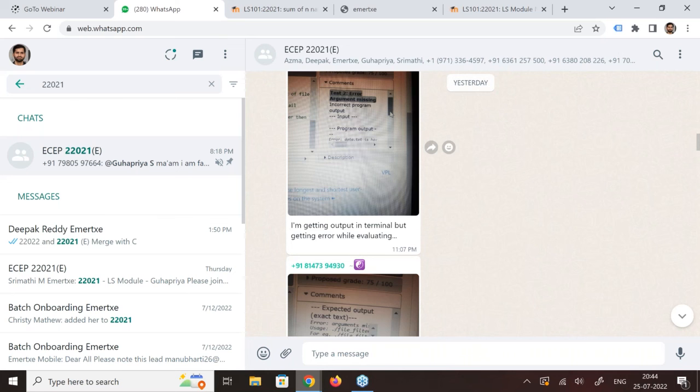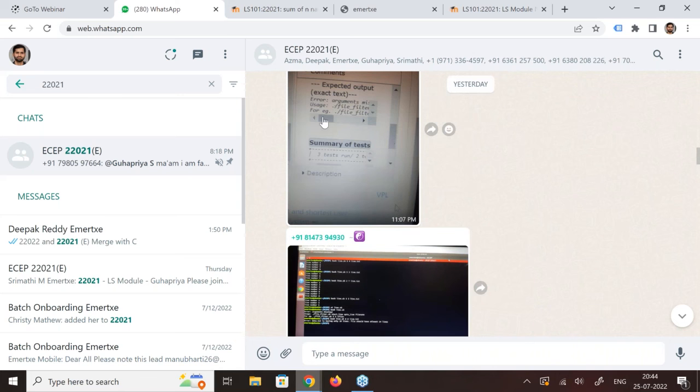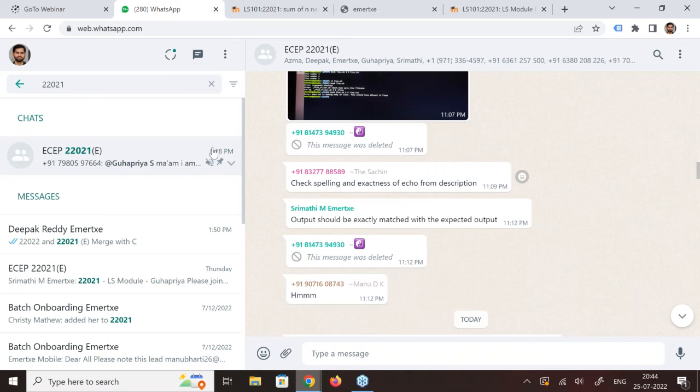So for example, this particular program was not working because of a simple mistake, right? Spelling mistake was there, for example. Just because of that, they're not able to write the answers. What I'm trying to tell you is that you'll get full-fledged support in the form of doubt clearing sessions, in the form of WhatsApp group, or in the form of discussion forums. So multiple channels are there wherein you can clear your doubts.